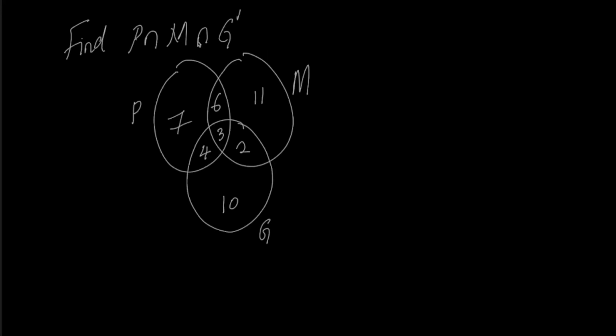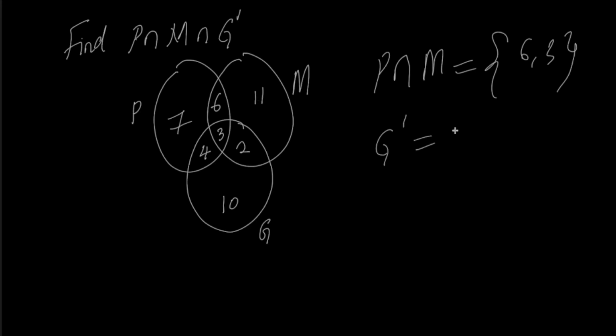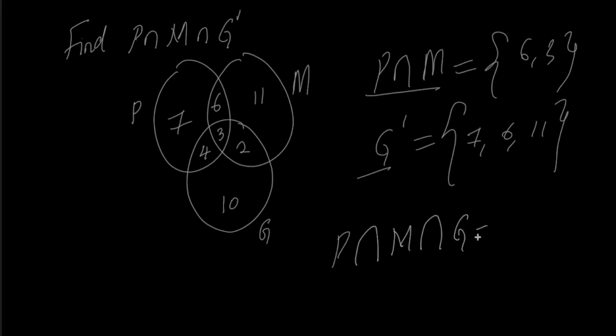Find P intersect M intersect complement of G. Look at this. P intersect M is this place. P intersect M. That is 6 and what? 3. Use this one now to work with the complement of what? G. What are the complement of G? 3 is inside G. So the complement of G are 7, 6, and what? 11. So G complement is equal to this: 7, 6, 11. So the intersect between this and this is, what is here that is here? Is 6. Okay? 6 is the answer.